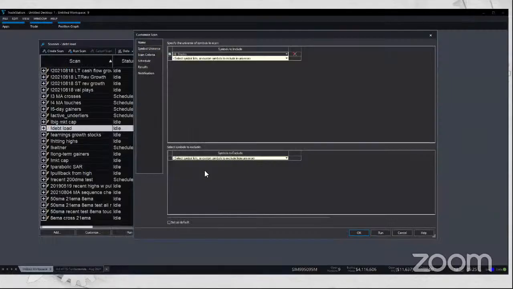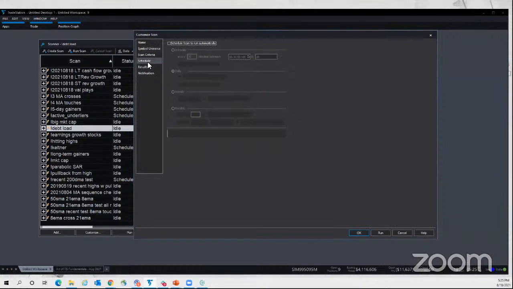You can also schedule scans to run overnight. If you click on this button here for schedule, you can control when they run. It's nice. If you want to make a scan with a lot of criteria, it might take 20 minutes to run or something. You can make it run overnight. And then you come in the morning and it's ready for you.